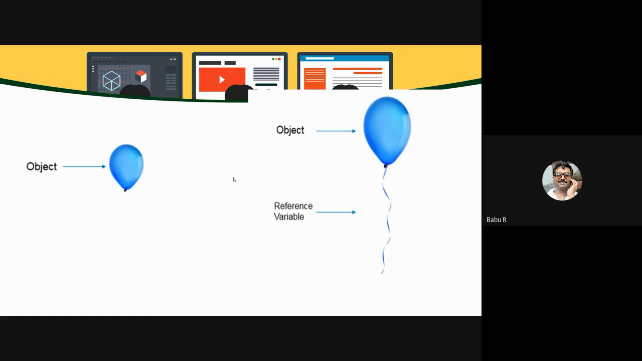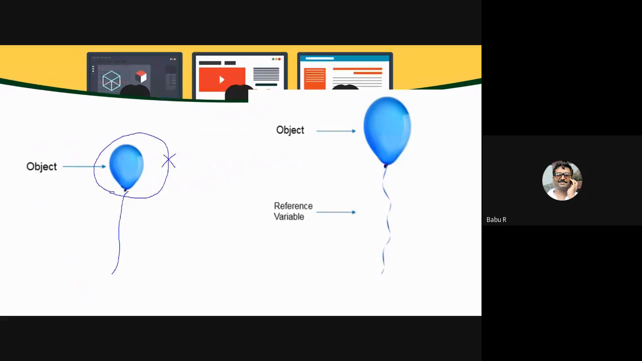So here, this is a case. We are having an object called balloon, right? If you're not tying a particular rope to this particular balloon, it is not usable. So this particular object is not usable if we have not tied any rope to it. It will fly in the air and we can't catch it.